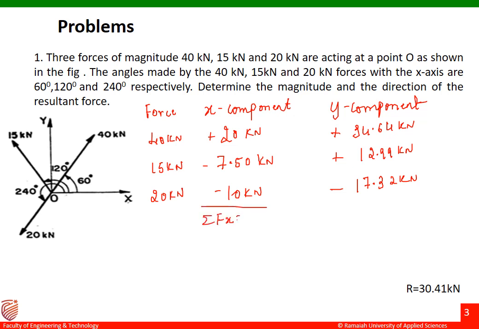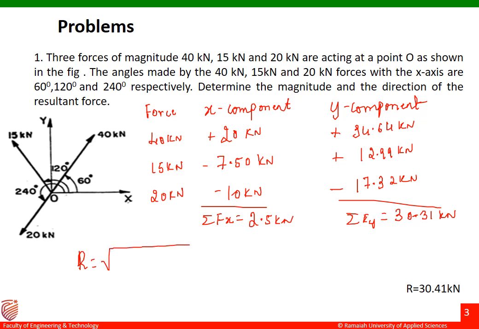We can easily find the summation Fx and summation Fy. Summation Fx equals 20 minus 7.5 minus 10. You'll get the answer as 2.50 kilonewton. And summation Fy equals 34.64 plus 12.99 minus 17.32. You'll get the answer as 30.31 kilonewton. So this is my summation Fx and summation Fy.